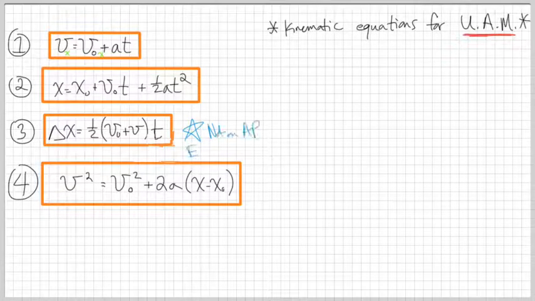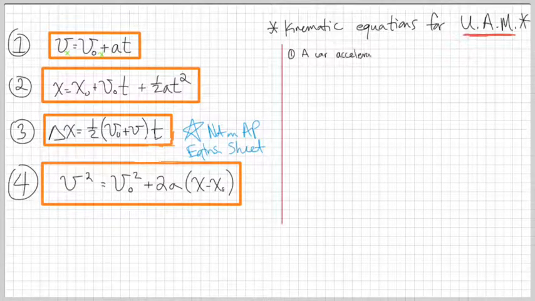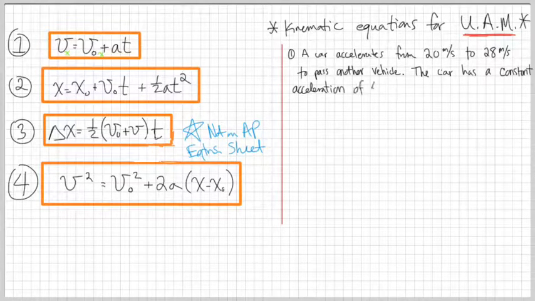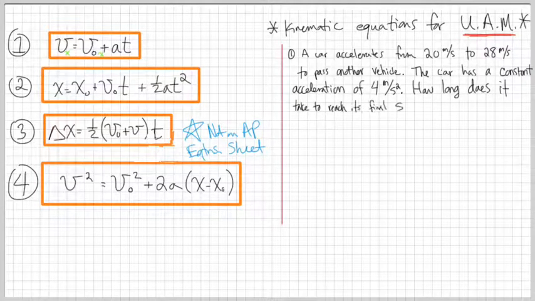We'll do a quick problem in a moment, but a final FYI: these are kinematic equations, meaning the equations that describe motion for uniformly accelerated motion. They don't work if your acceleration is constantly changing. So here's a little example problem.